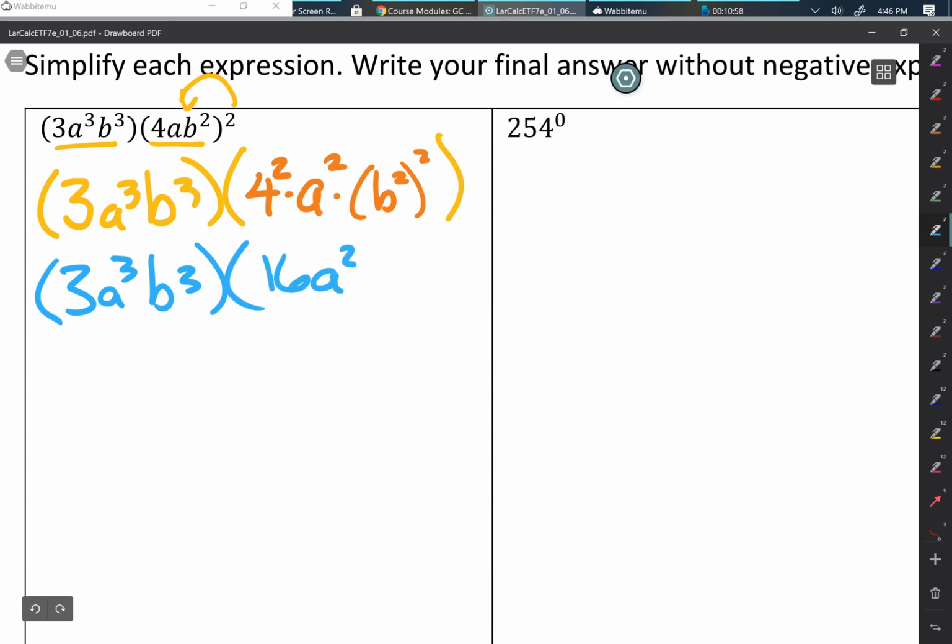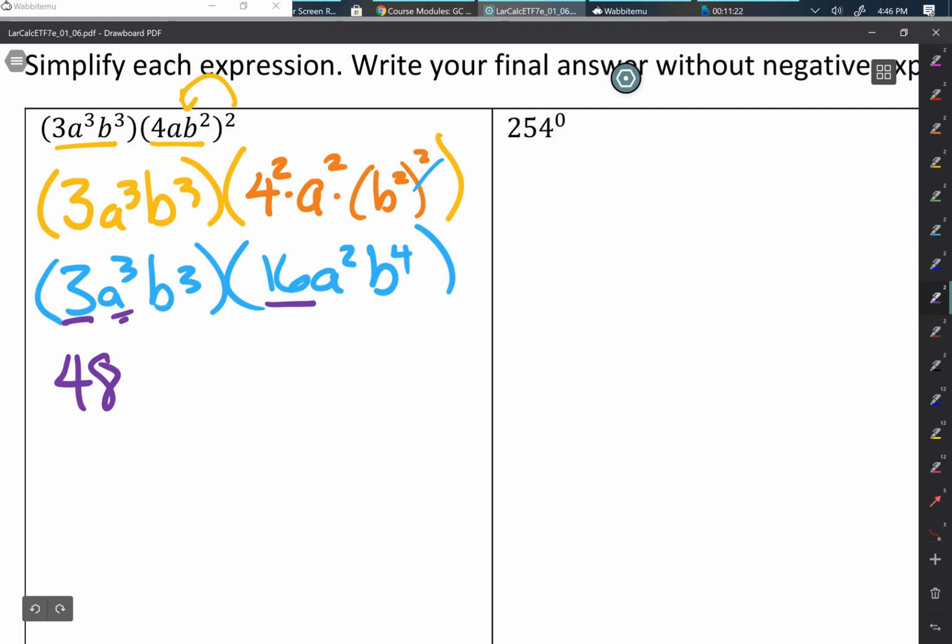16 a squared b to the 4th. Where'd that 4 come from? Stacked exponents multiply. 2 times 2 is 4. Now that I've dealt with the exponent, I can do my multiplication. There's a constant here and a constant here, and I can multiply those together. 3 times 16. 3 times 10 is 30. 3 times 6 is 18. So 30 plus 18 is 48.